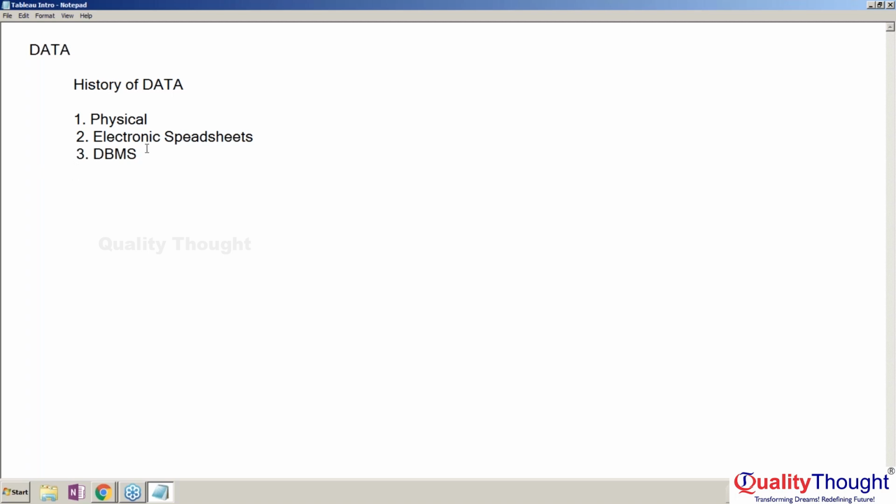What do you mean by DBMS technology, guys? Database management system. Number 4. Once DBMS was introduced, we got something called RDBMS. What do you mean by this RDBMS? Relational Database Management System. Understand?